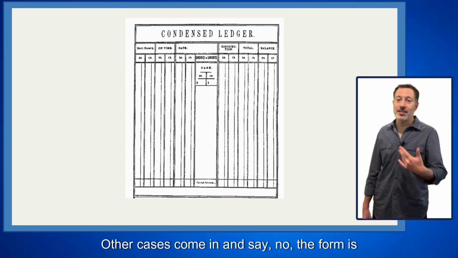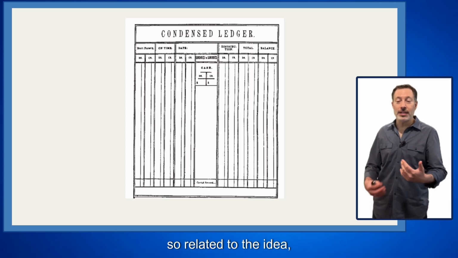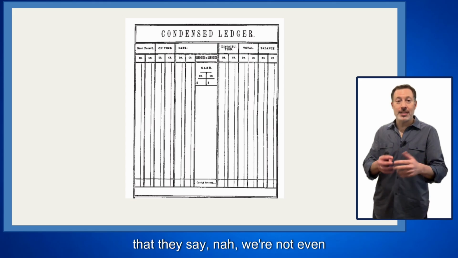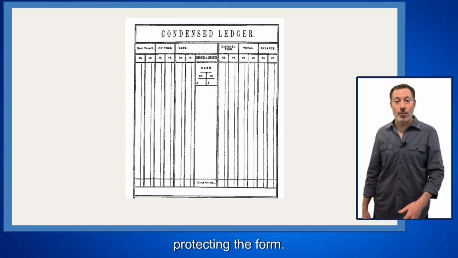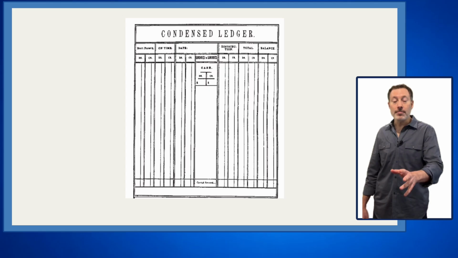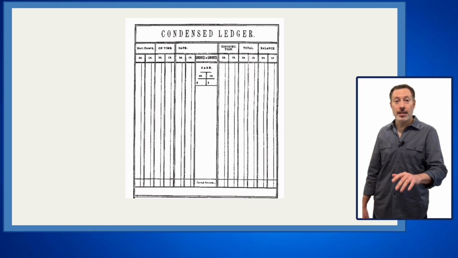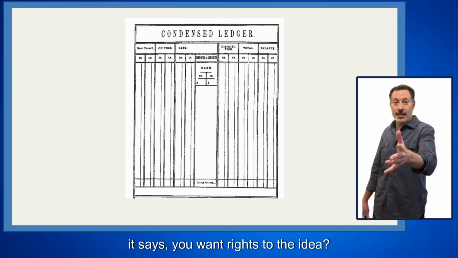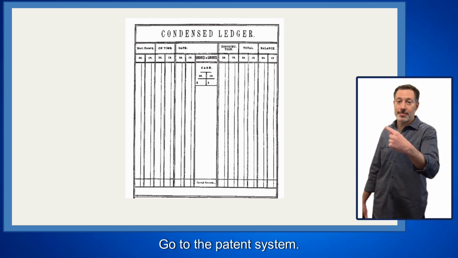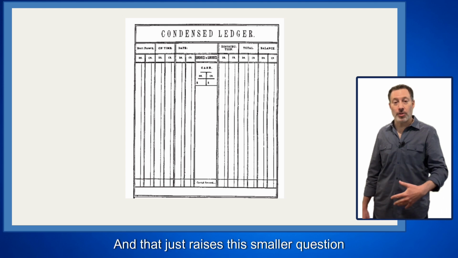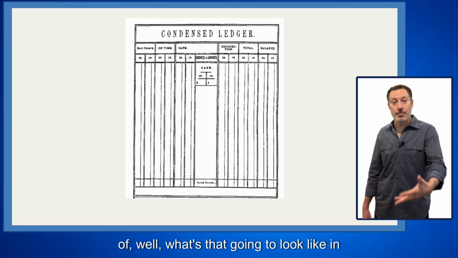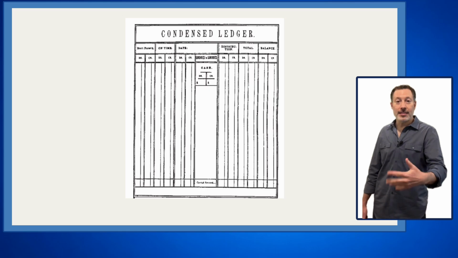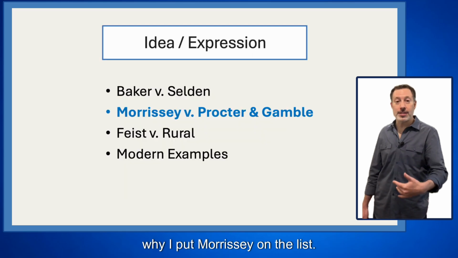Other cases come in and say, no, the form is so related to the idea, the form doesn't add much in comparison to the idea, that they say, nah, we're not even protecting the form. Copy at will. But Baker versus Selden famously is just the traffic cop case. And it says, you want rights to the idea? Go to the patent system. And that just raises this smaller question of, well, what's that going to look like in practice? Can people copy the form itself? Later cases then got sharper, and that's why I put Morrissey in the list.